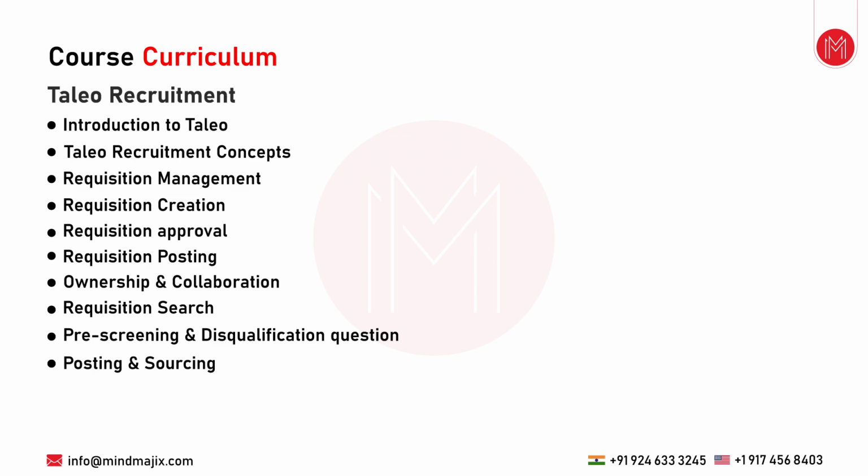Once the hiring manager fills in all these details, next the recruiter comes into the picture. Here we have something called ownership and collaboration. So what is this? Who is the owner? The person who raises the requisition is the owner. In our case, the hiring manager is the one who raises the requisition. So the hiring manager is the owner of the requisition, and in addition to that, the hiring manager selects the recruiter.